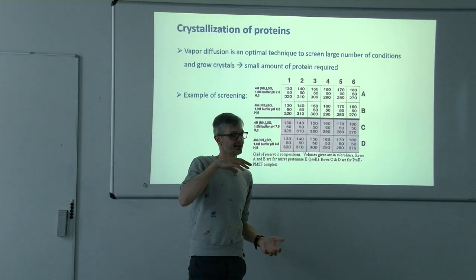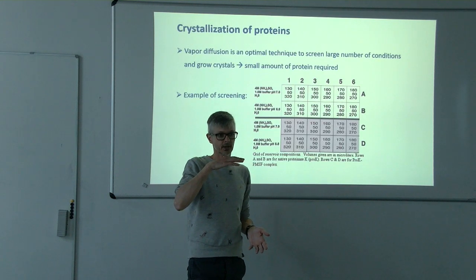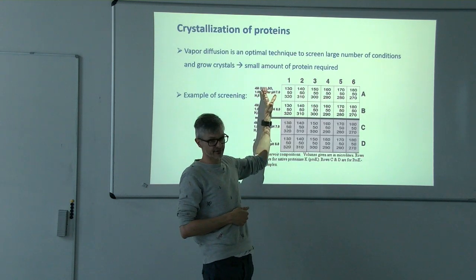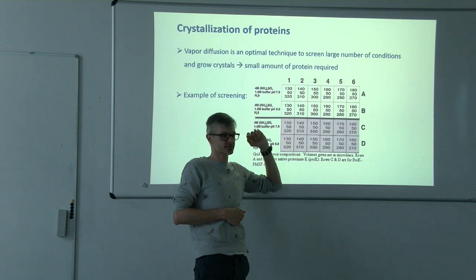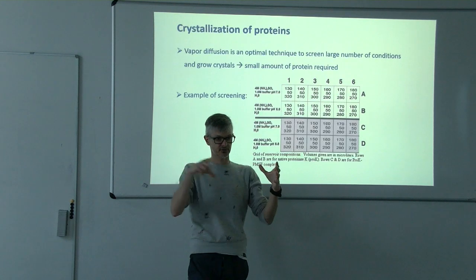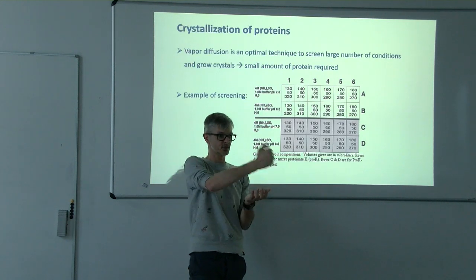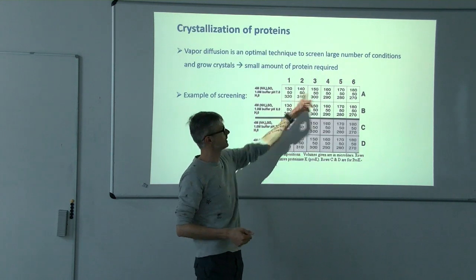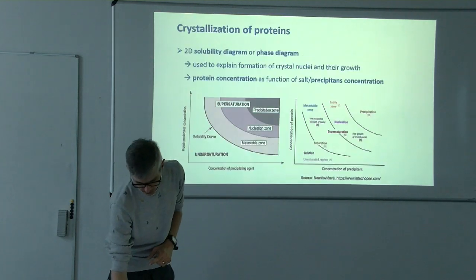Often you have to make dozens of these boxes. You can choose if you want to make all of these buffers yourself, but of course, if you have lots of money, you can buy these kits where you have all of these different conditions already in Falcon tubes, and you can just use those to make these.